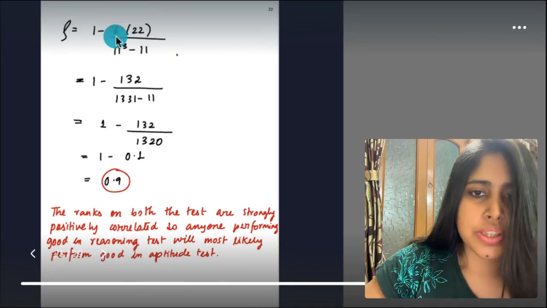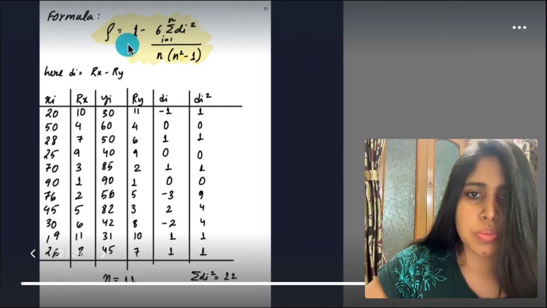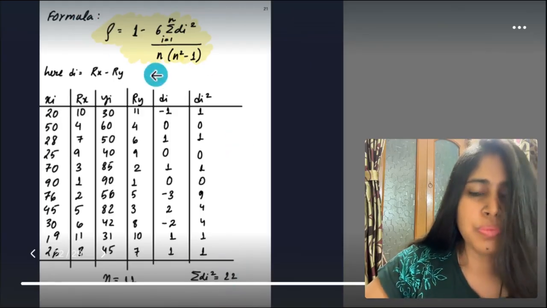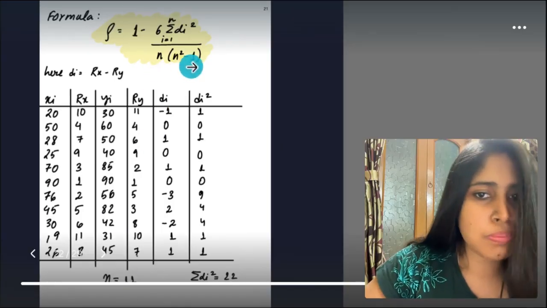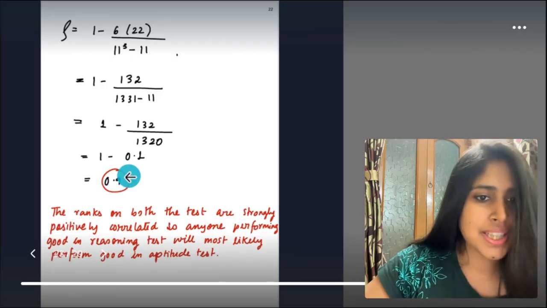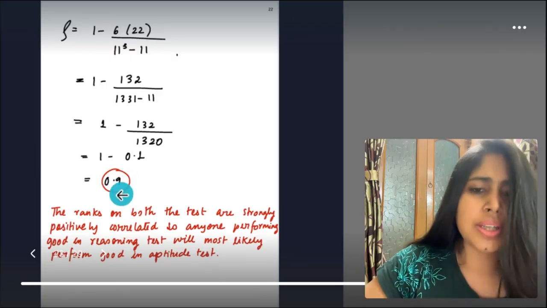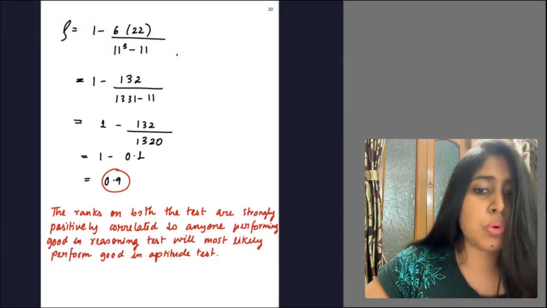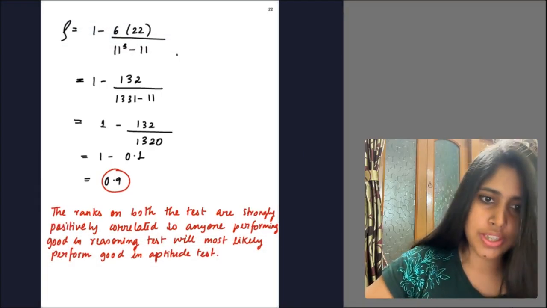Now let us calculate it. We put the values in the formula: 1 minus 6 into summation of di square. Summation of di square is 22. N is 11, so 11 cube minus 11. And the answer we get is 0.9. See, the ranks on both the tests are strongly positively correlated, so anyone performing well in the reasoning test will most likely perform well in the aptitude test also.